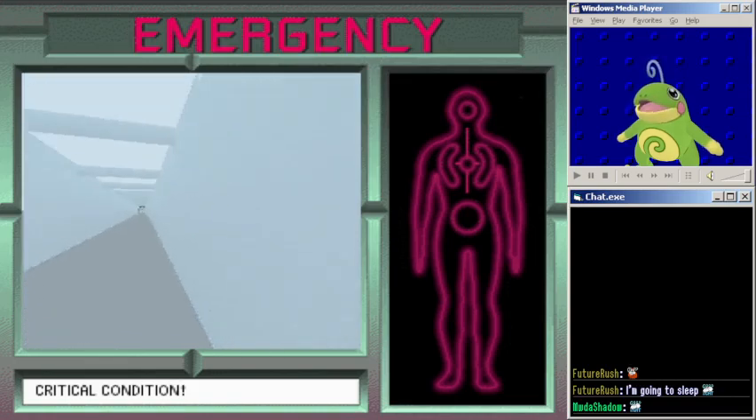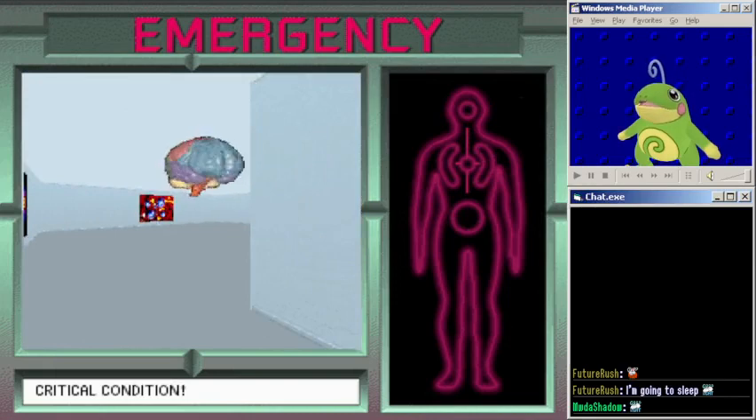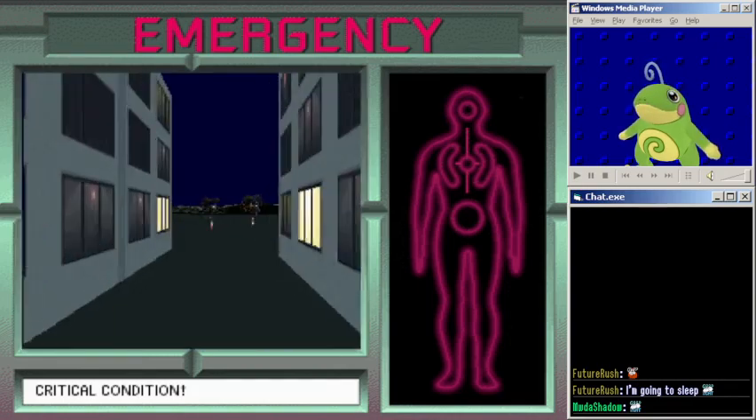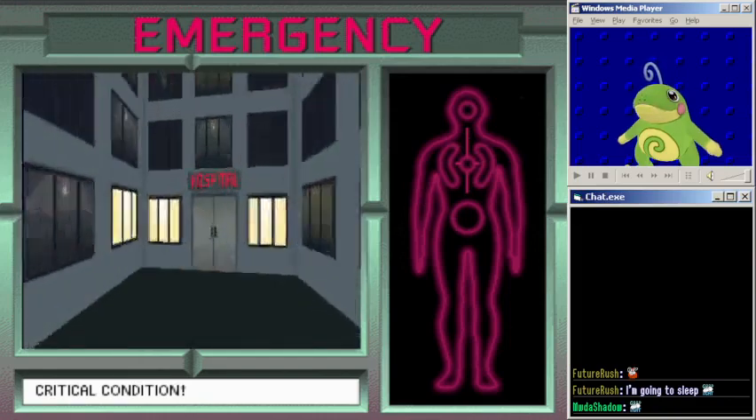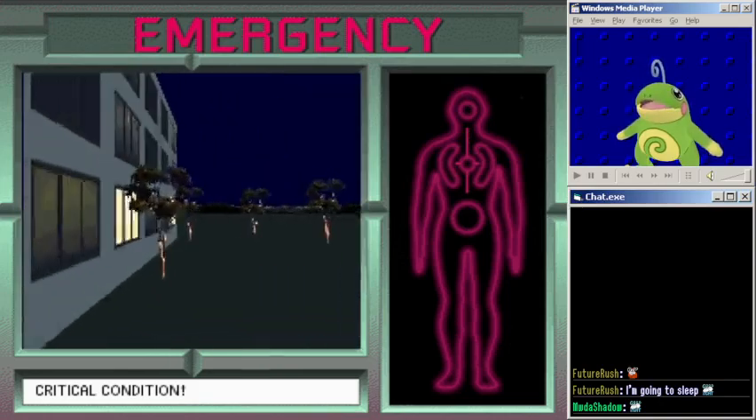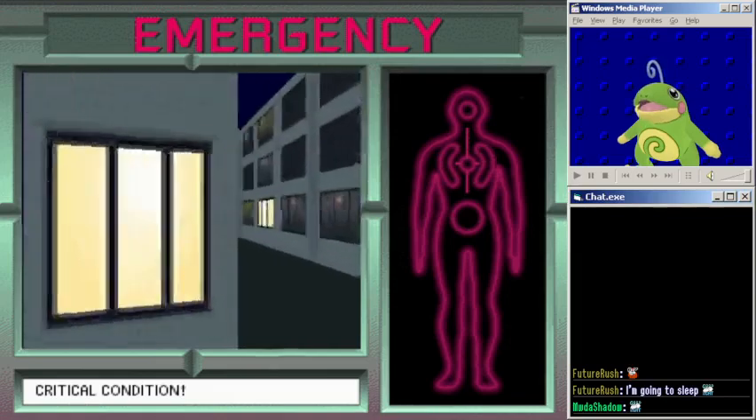Yeah, so the layout is a little bit different. We've got a lot of the same exhibits, though. I think the main thing is that we go to the... Okay, so here we have hospital. The front entrance to the hospital is locked after hours. If you want to enter at this time of the night, you will need to go around back to the rear entrance. Yeah, so that is different from the Windows version. It actually makes you go all the way around.